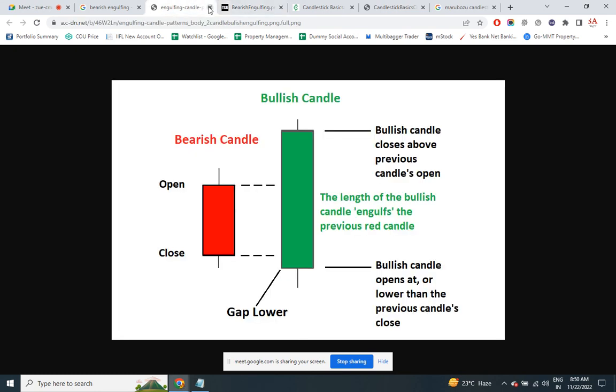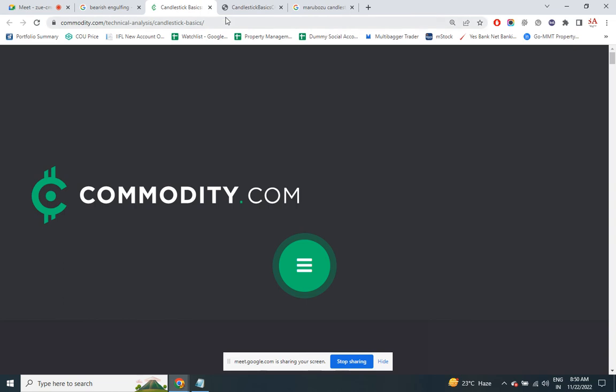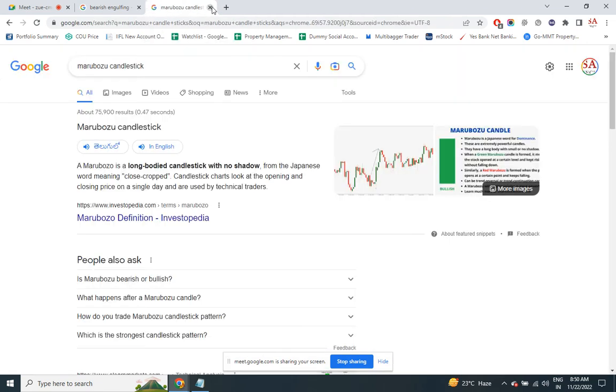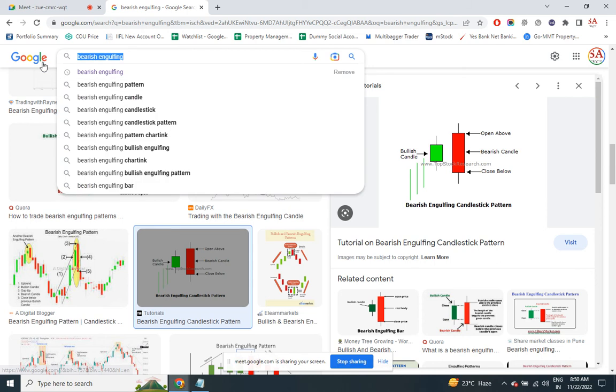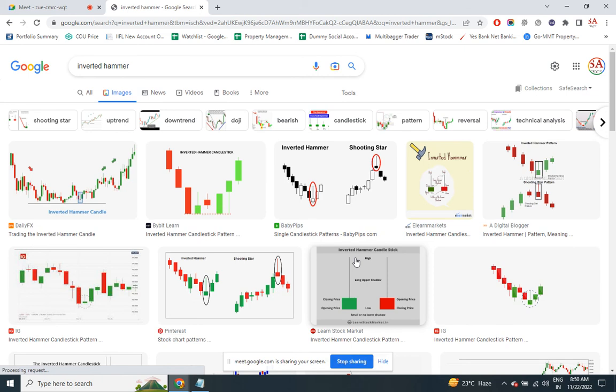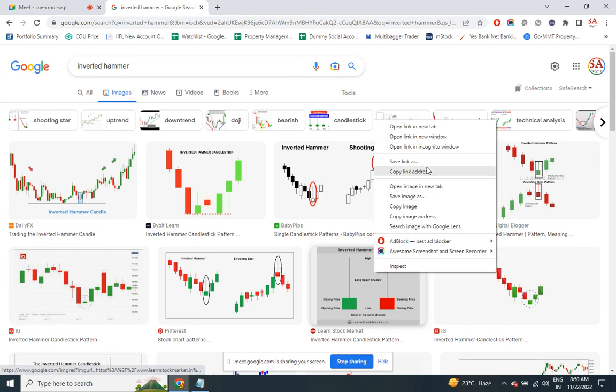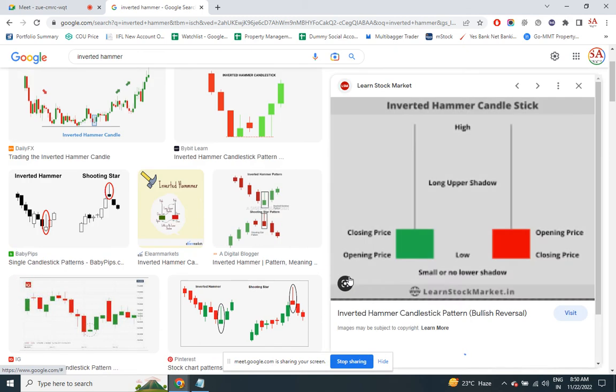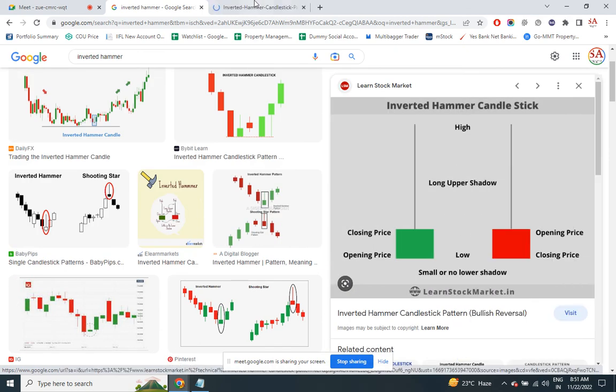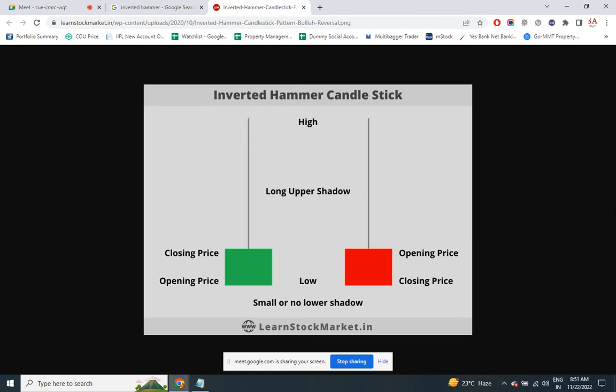Then inverted hammer. Inverted hammer candlestick, please write down. Both of them signify weakness. Both these candles signify weakness, just like both the hammer candles signify strength.